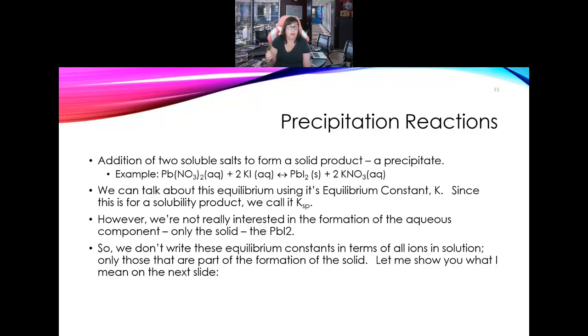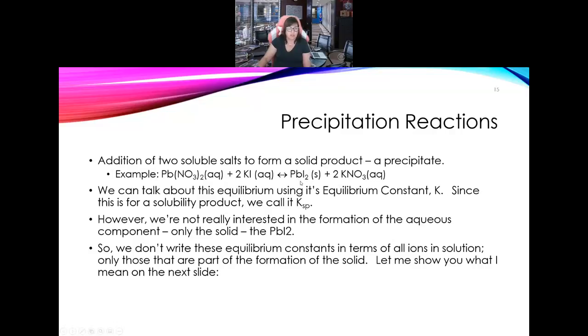aqueous. Now, we can talk about this in terms of K. Since it's a solubility product, we call it a KSP. But I'm not really interested in the formation of this KNO3. That's not the important part of this to me. What's important to me is that I took the Pb here and the I here, and I mixed them together to make this PbI2. That's the only part of this equation I actually care about.